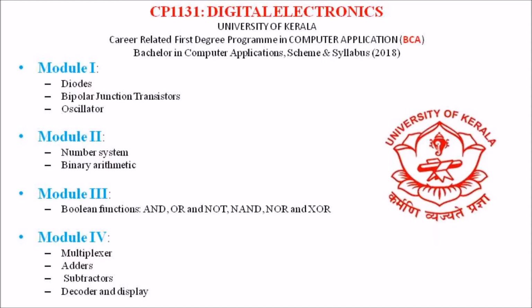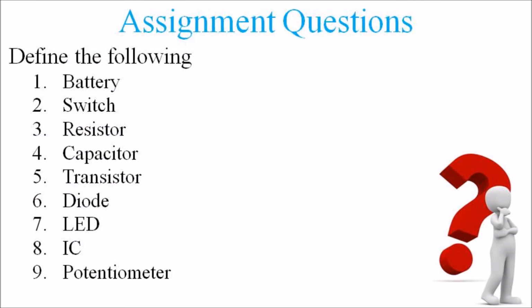As I said before, digital electronics is a paper introduced by the University of Kerala for first semester BCA students. Before discussing more about digital electronics, my dear students, please go through these basic components and kindly go through these assignment questions. The assignment questions are: define battery, switch, resistor, capacitor, transistor, diode, LED, IC and potentiometer.